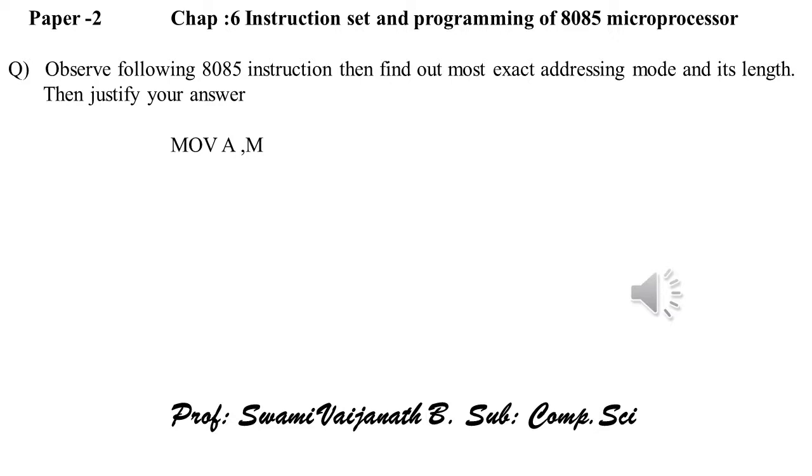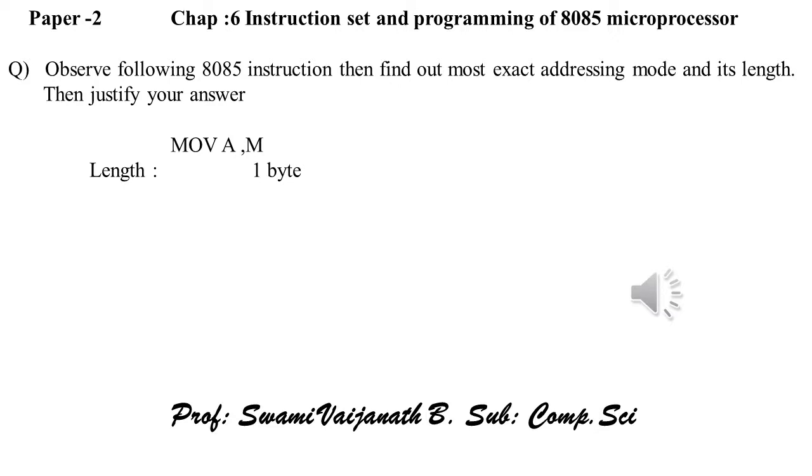Instruction MOV A, M. Its addressing mode here is register. Why is the length of this instruction 1 byte? Because the operands at source and destination are general purpose registers. At the source location we can take the register M, which is addressed by the HL register pair, and at the destination location the general purpose register A. That means registers are present on both sides, so its length is 1 byte.